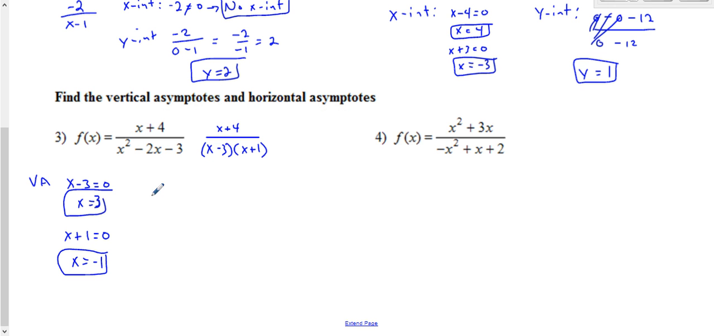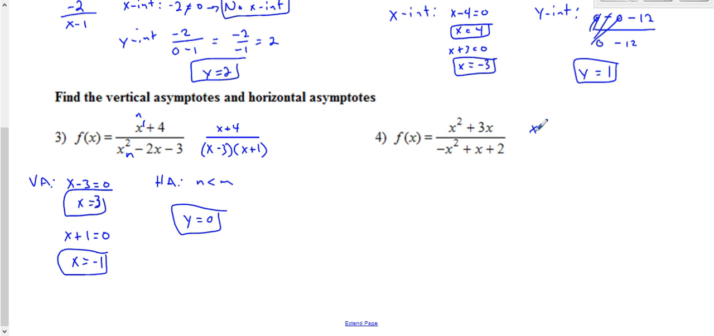For the horizontal asymptote, I have to pay attention to the degree of the numerator, which is 1, and the degree of the denominator, which is 2. This is n on the top and m on the bottom. Since n is less than m, my horizontal asymptote is y equals 0. Every single time that the numerator degree is less than the denominator degree, your horizontal asymptote is y equals 0. Now I go on to number 4.